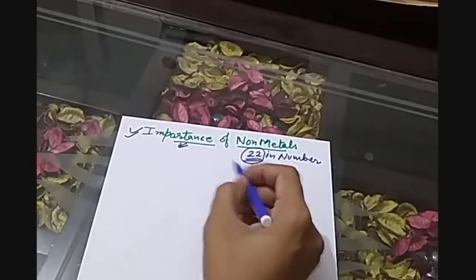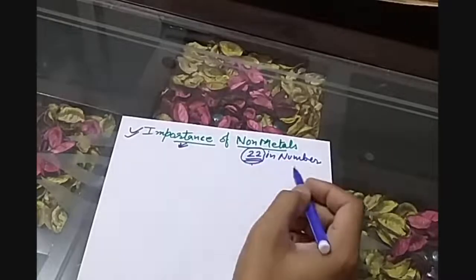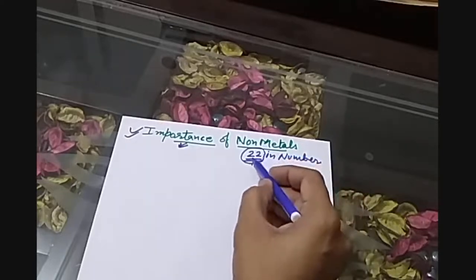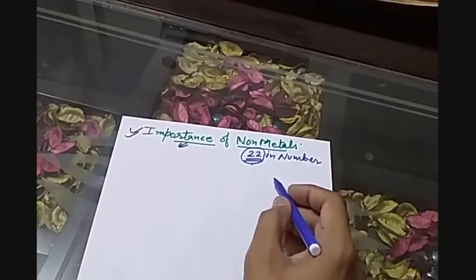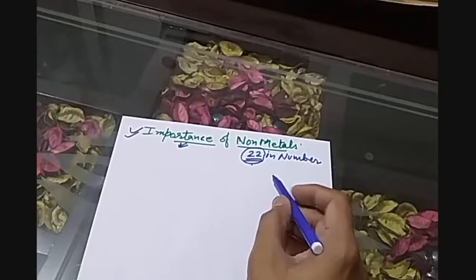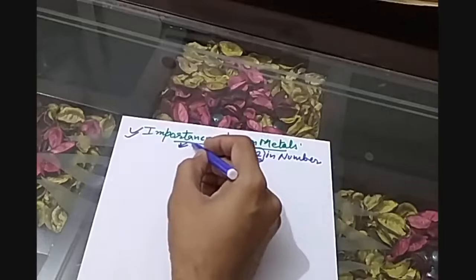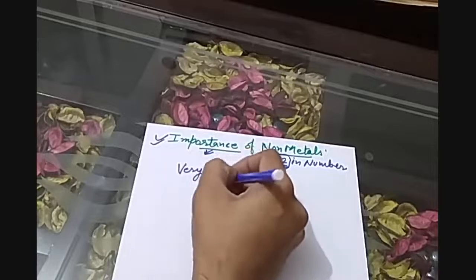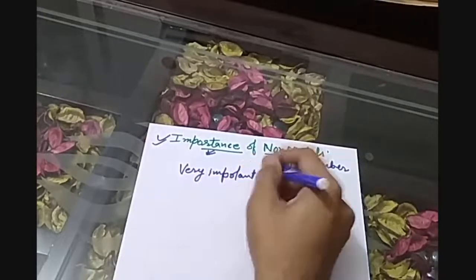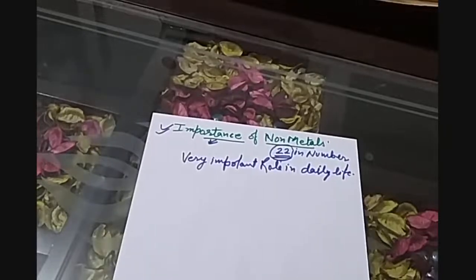Okay, so there are very few non-metals as compared to the metals. In our previous video we have studied there are 22 in number. The non-metals are only 22 as compared to the large number. 80% of elements are metals. Only 22 are non-metals. Yet they play a very important role in our daily life. So here in this video we will study about how.